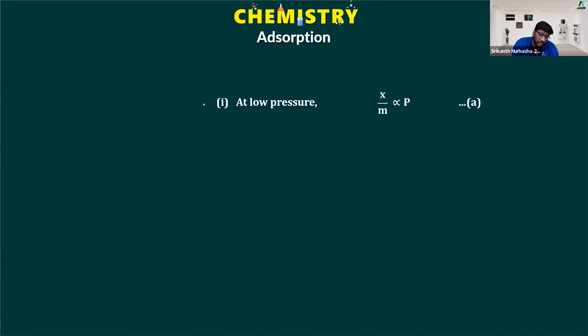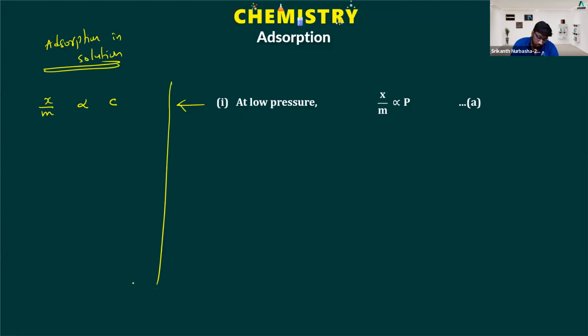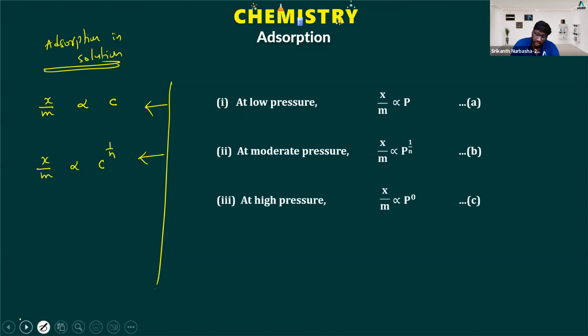The same curve I have written for adsorption in solution. The same type of equations you can follow, and x by m should be directly proportional to concentration. At a moderate pressure, x by m is directly proportional to p power 1 by n. Same way, for adsorption in solution, x by m is directly proportional to c power 1 by n. At high pressure, x by m is directly proportional to p power 0.